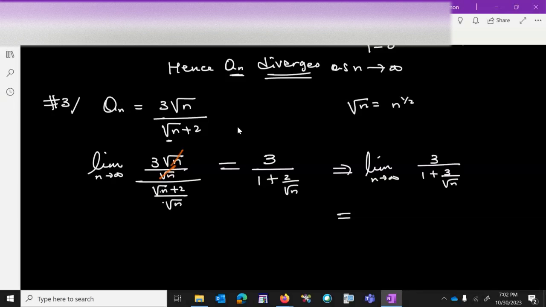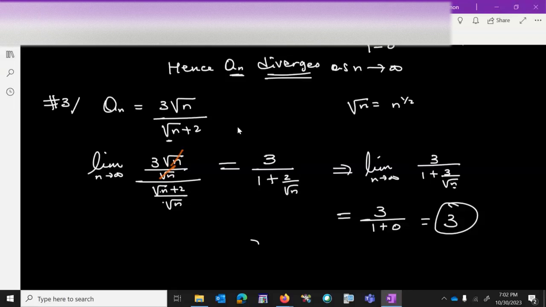So for the top, as n approaches infinity, the limit of a constant L is just L, so the limit of 3 is just 3. Over, when you plug in infinity in the denominator, I will have 1 plus 2 over infinity, which is almost 0, so that's going to be 0. So this is going to be 3, so the limit is 3.